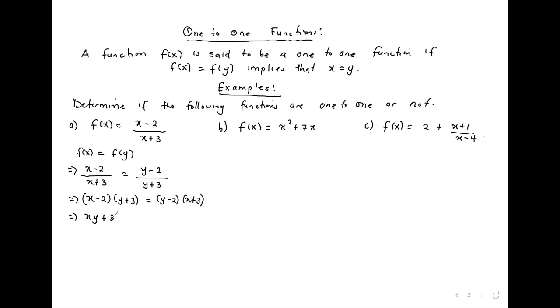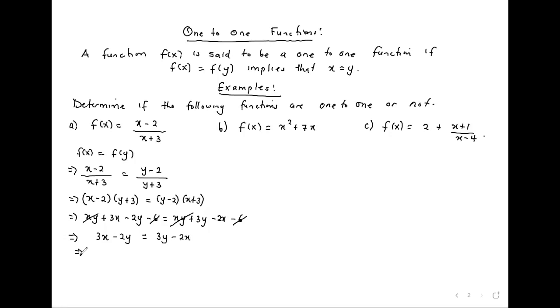xy plus 3x minus 2y minus 6 is equal to xy plus 3y minus 2x minus 6. So 6 and 6 will be taken away there. Then xy and xy will also be taken away. We'll remain with 3x minus 2y is equal to 3y minus 2x.